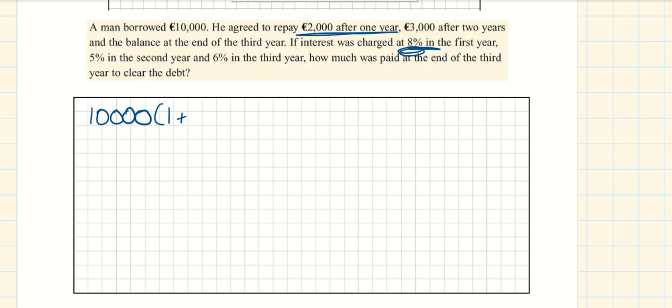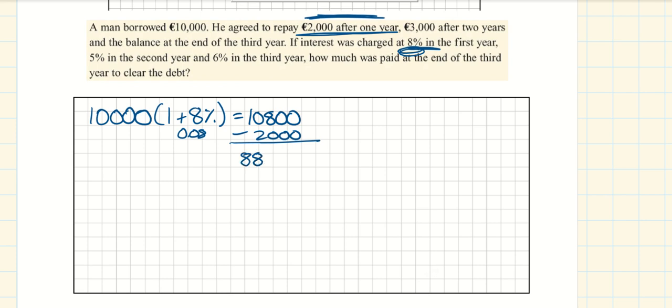10,000, 1 plus 8%. So that's his 10,000 and 8% on top, or 0.08 if you prefer. And that is going to give you 10,800 euro. Now, we're told that he's repaying 2,000 of that. So he's going to give back 2,000 euro, and he's only left then with 8,800 to pay. Okay, so that's year 1 done. We can get rid of these.